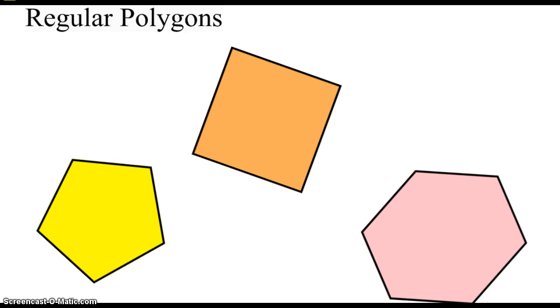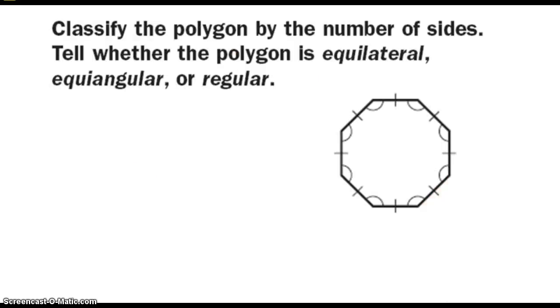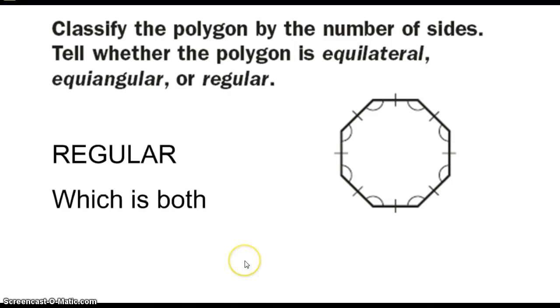Okay, here's an example. All of these would be regular polygons, perfect sides. Each one of these angles would be equal. So in a triangle, a regular triangle would be an equilateral triangle. Therefore, all the angles would also be equal. So if I looked at this picture and I said determine if it's equilateral, equiangular, or regular, tick marks show it's equilateral, angle marks show it's equiangular. So all I would need to say is it's regular, which covers both. I would not have to list both equilateral and equiangular.